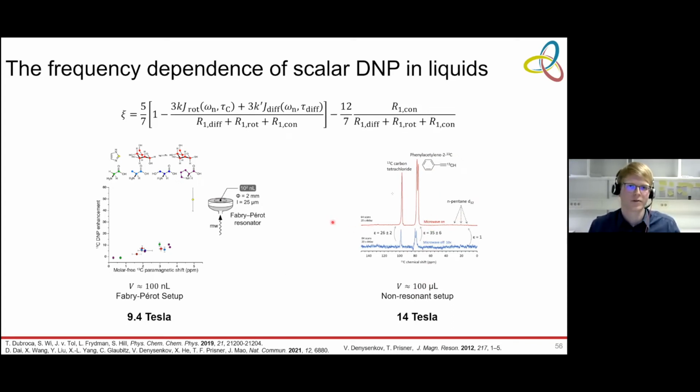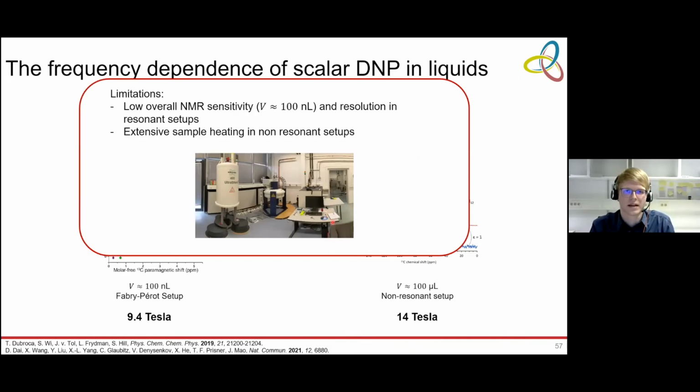So now if we compare these two setups, actually it is rather striking. What is still a limitation is, if we have a nice resonance structure, we are restricted in our volume to roughly 100 nanoliters, and in the end, the resolution is also limited simply because of the arrangement.